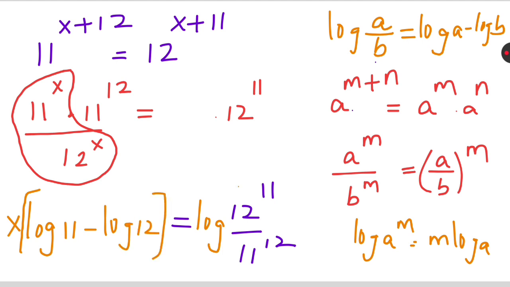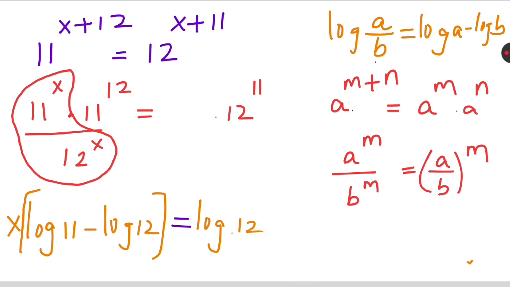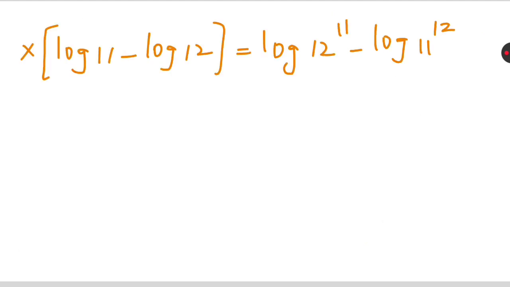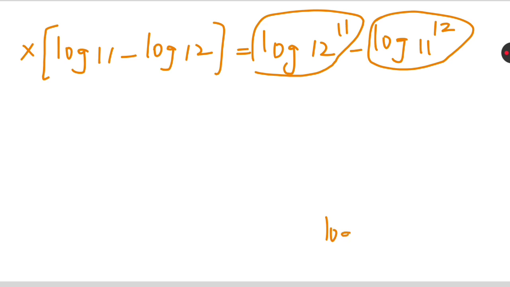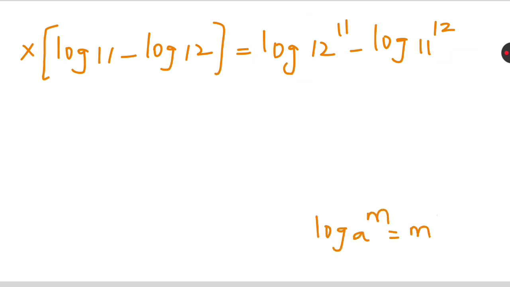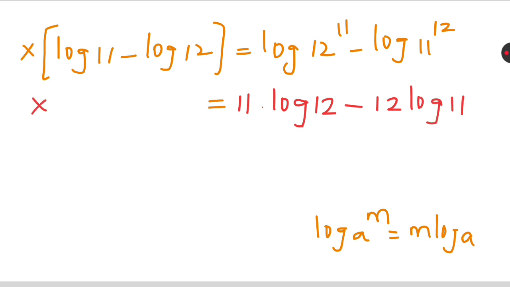Similarly, the right hand side is also in the form of log of a over b. So we can write this as log 12 raised to the power of 11 minus log 11 raised to the power of 12. Now observe only the right hand side terms. Each and every term is in the form of log of a raised to the power of m. What is the formula? m times log a. Same like that, whatever is in the power comes and stays in front. So we have power 11, so 11 times log 12 minus, here we have power 12, so that comes in front, 12 times log 11. The left hand side we have x times log 11 minus log 12.